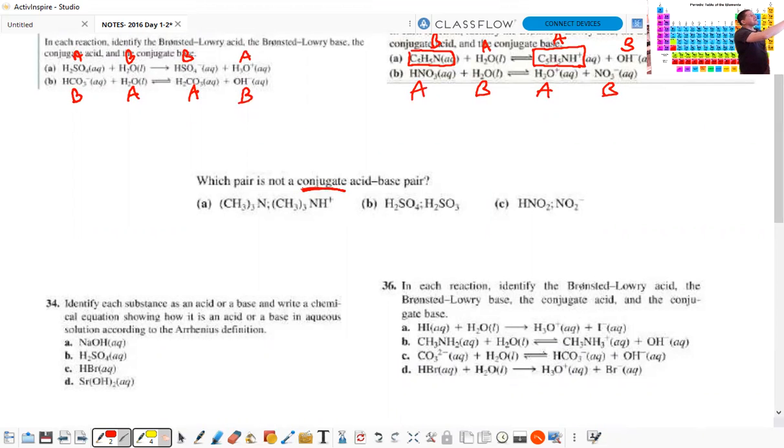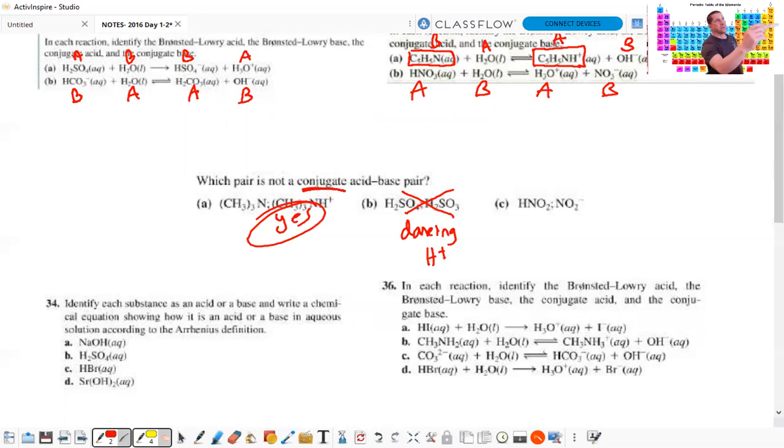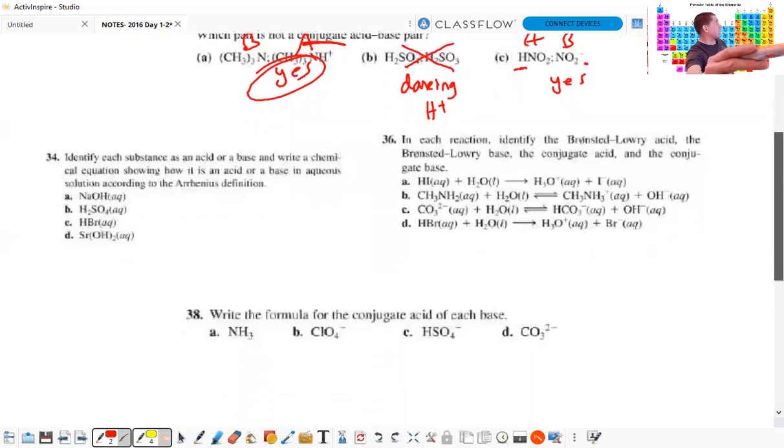So does CH3 parentheses 3N become CH3 parentheses 3 NH plus? And the answer is, yep, this one is. How about H2SO4 and H2SO3? No. Remember, dancing hydrogens, not oxygens. So we have H, and we're lacking an H plus. So this one is, yep, this one's an acid. There's the base. This one would be the base, and that's the acid. But the other one's not.